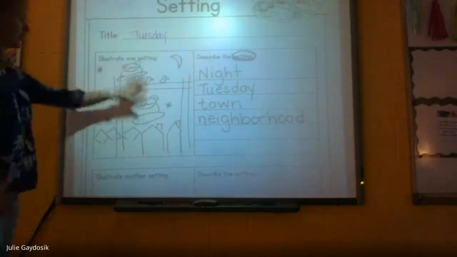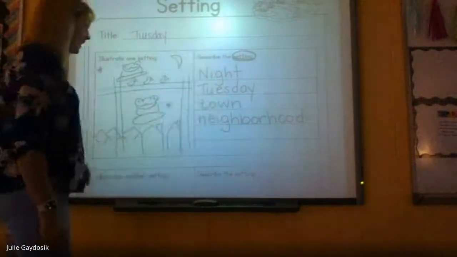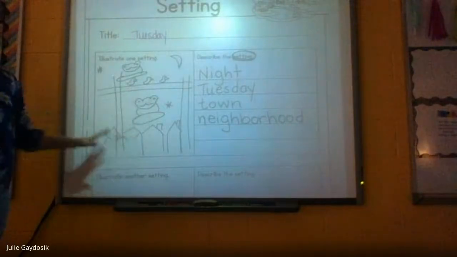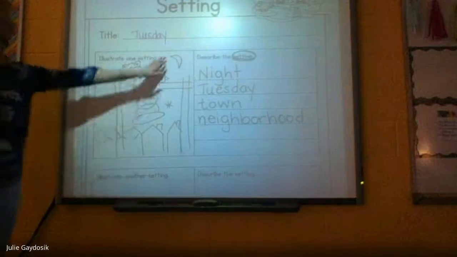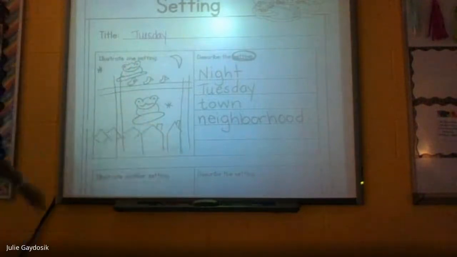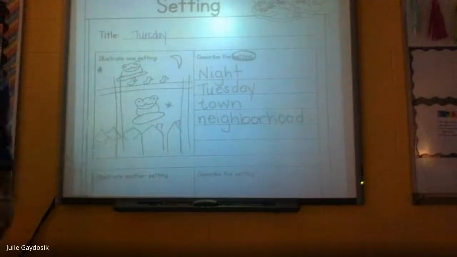So you're illustrating a setting, okay? And then you're describing the setting. Remember, you don't have to be perfect, but just so you have an idea of what this looks like. I had the moon, I had some stars, I had it over that town, right? I knew that the story was taking place on a Tuesday, right?